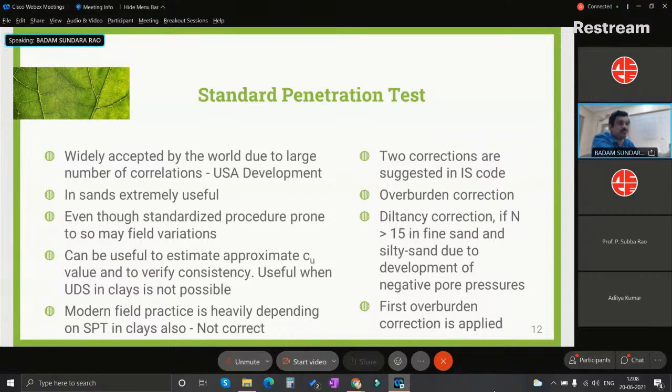Actually, the basic development is from the US, and it is extremely useful where other tests have their own merits and demerits, and therefore worldwide applicability is considered. The world entirely depends on experience for the design of any foundation system, which is entirely based on the N values. There are many correlations throughout the world by various researchers, and these are extremely helpful for the determination of the shear strength of the soil.